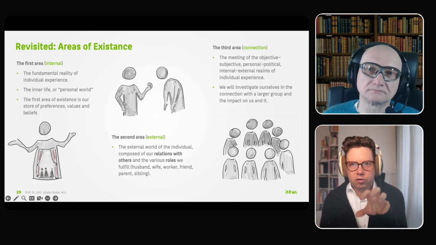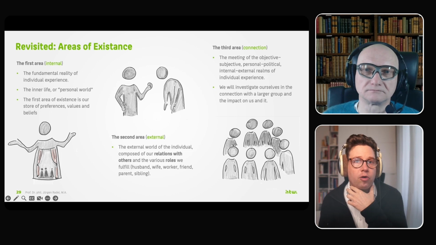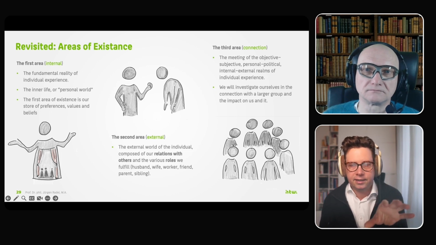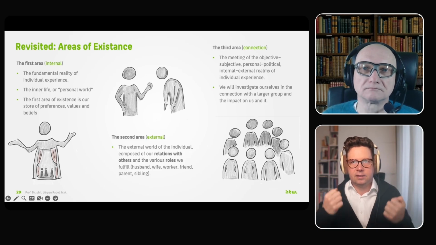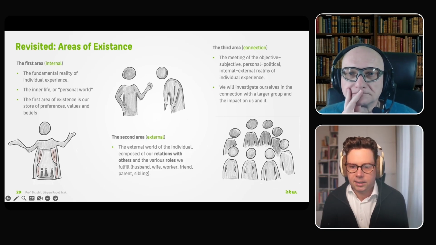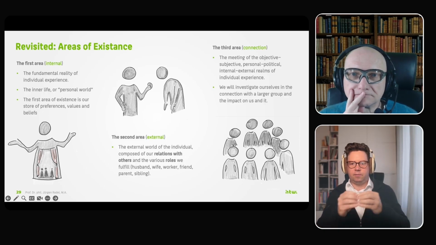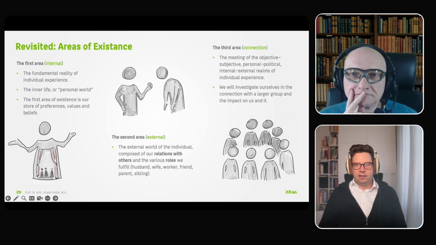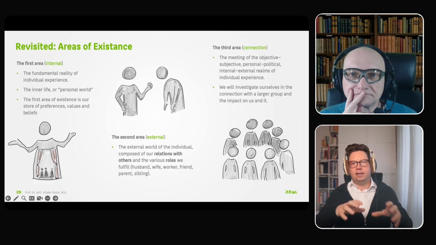And usually the focus on this third area is in our other course, where we meet the students for 4 days and work with them for 4 days in a row. So it's much denser, it's much faster, it's more intense, so to speak. So in this third area, we have the objective, subjective, the personal, political, internal, external, and they all meet in this melting pot of the group. So we also have a group here, but it will be much more intense when we meet.